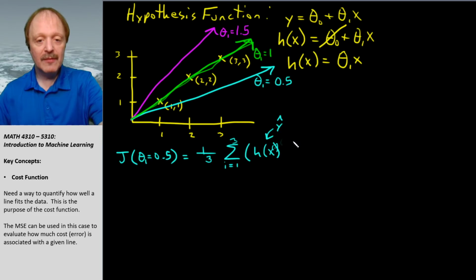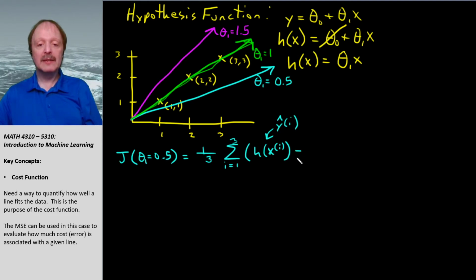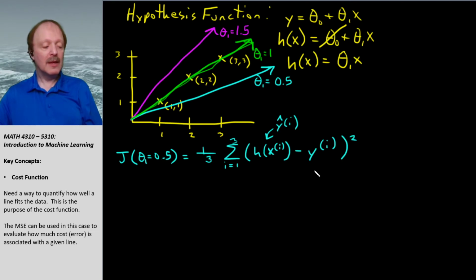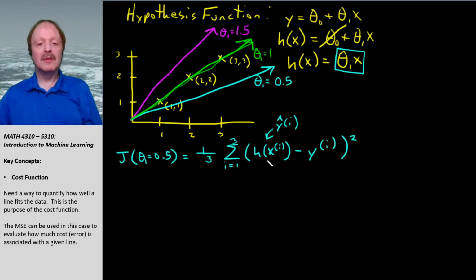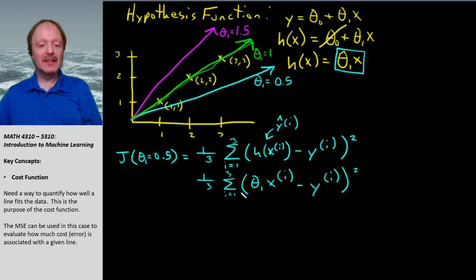H of x, i. That's my y hat, i, minus y, i, quantity squared, right? But this hypothesis is just theta 1 times x, okay? So I can now just substitute straight in for that, and if I do that, I'm going to get 1 over 3 to the side, summation i from 1 to 3 of, well, this is just going to be theta 1 x i minus y i, quantity squared. Okay? And we can actually figure out what that value is.